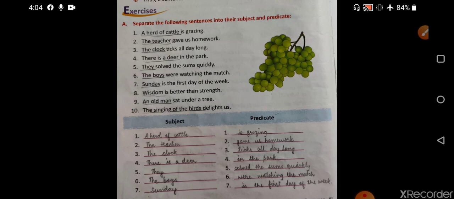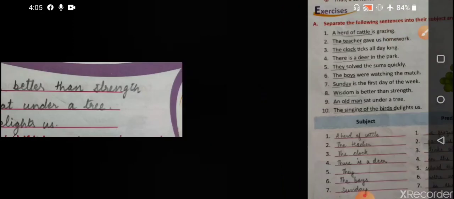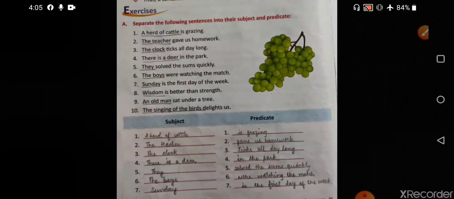Now coming to question number 8, and questions 8, 9, 10 are on another page. So the 8th question is, wisdom is better than strength. What are we talking about? Wisdom. So wisdom will come under the column subject and is better than strength will come under the column of predicate. 9th, an old man sat under the tree. The old man, we are talking about the old man. So an old man will come under the subject and sat under the tree will come under predicate.